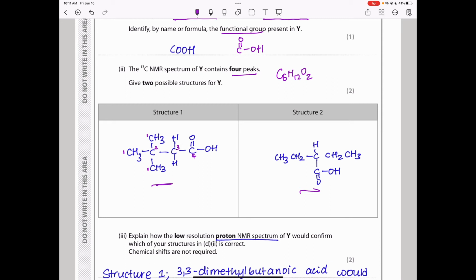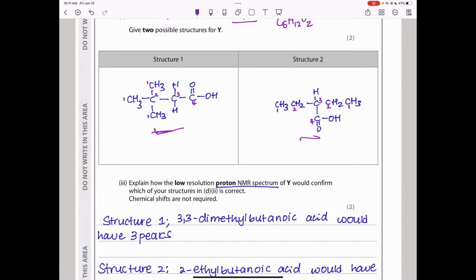There is no other way you would arrange it except these 2 structures. So here we have 4 different carbon environments, and in here we have environment 1, which is identical to that, environment 2, which is identical to that, and environment 3, as well as environment 4. Again, we have 4 different environments. There are no other structures except these 2 here. So those were the possible answers.